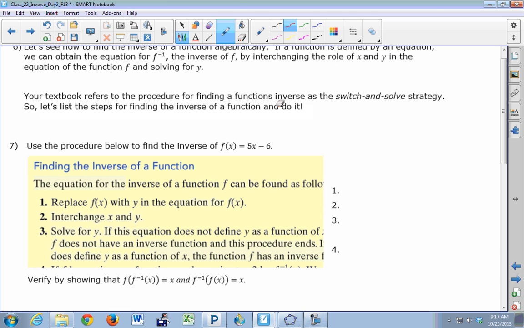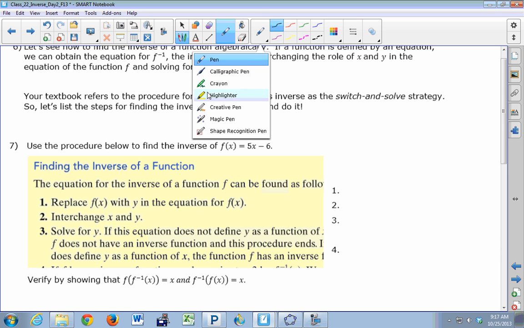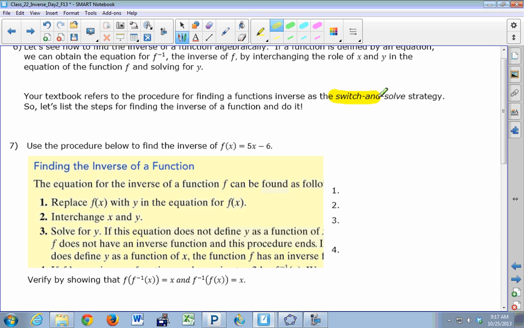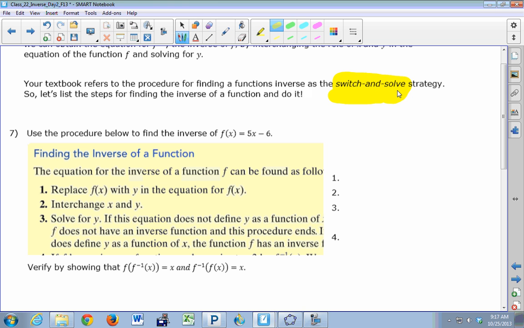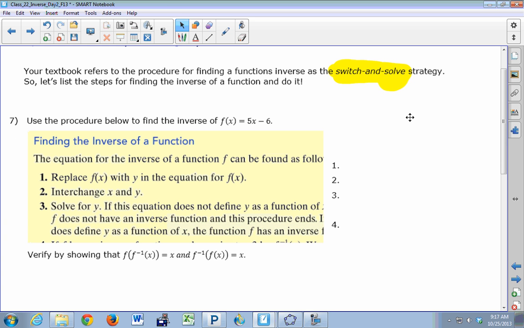Okay, so your textbook refers to this. I think it's kind of a clever idea here that your textbook, I've never heard this until I read this textbook. I mean, we've done it 1,000 times, but they call the process that you use to find an inverse the switch and solve strategy. So what are we switching, and then what are we solving? So here's a function. It's a linear function, 5x minus 6. You could probably picture this in your mind. You go through 0, negative 6, that's your y-intercept, and then you increase at the rate of 5 to 1, right? That's your slope.